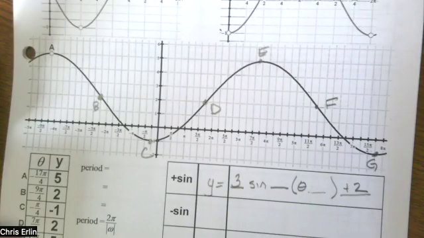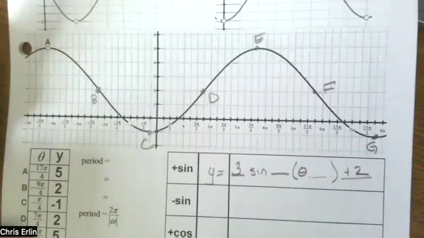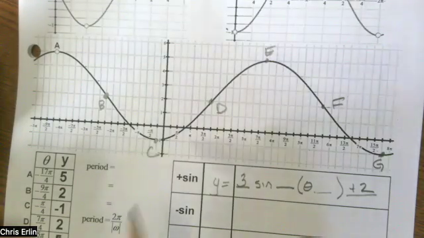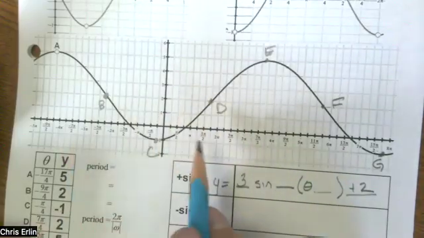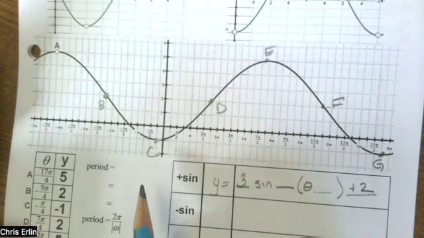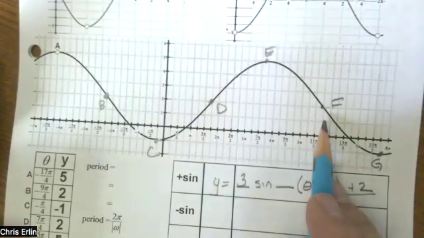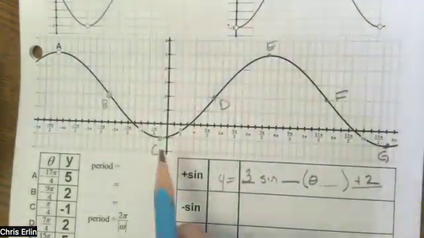Now let's do the period. What is the period of this particular function, this graph? What does period mean? The length of time it takes to, louder, Grace, to complete one cycle. So I should go from what point to what point? C to G, that would work. Could we do A to E? Could we do B to F? Any of those would work. So let's go C to G.